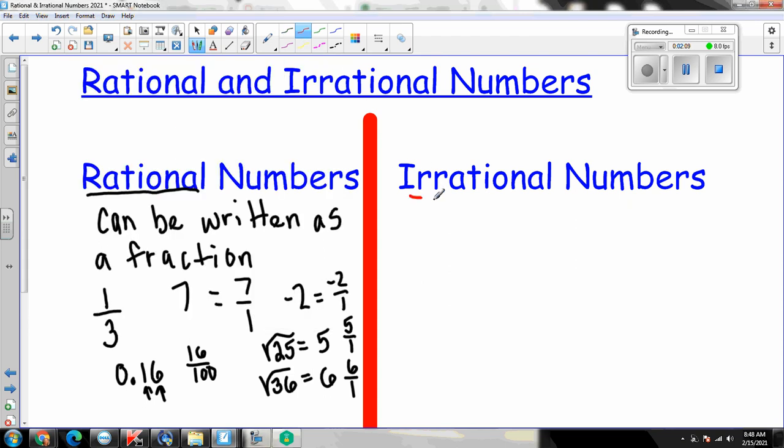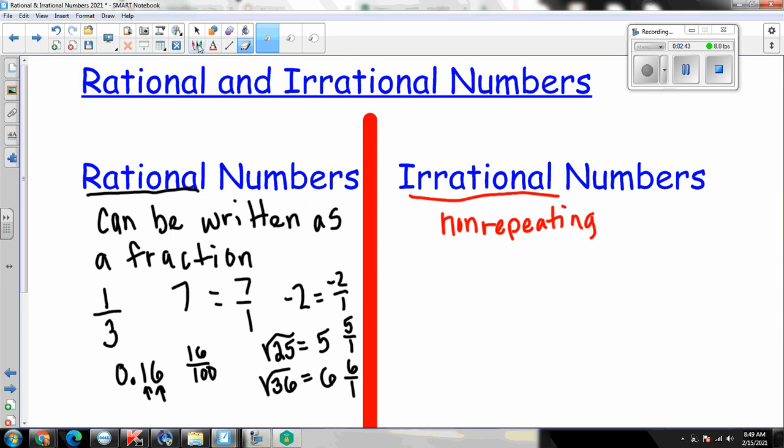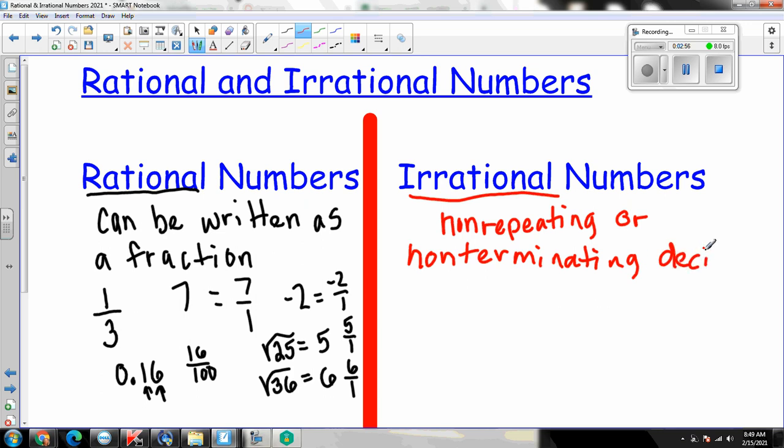Okay, irrational numbers are numbers that are equal to decimals that do not end and do not repeat. So in your notes, write the word irrational. Okay, under irrational, write non-repeating. That means it doesn't repeat. Okay, or it could be non-terminating. Non-terminating means it doesn't end. So non-repeating or non-terminating decimals. That's what irrational numbers are.